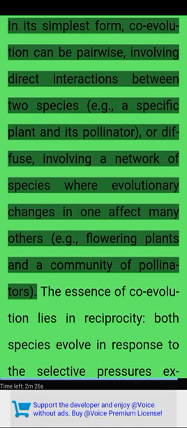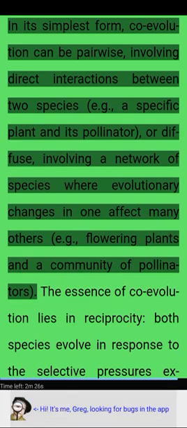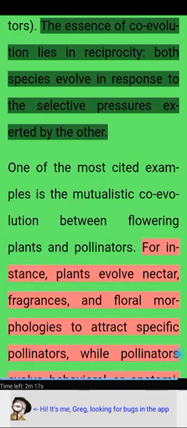In its simplest form, co-evolution can be pairwise, involving direct interactions between two species, e.g., a specific plant and its pollinator, or diffuse, involving a network of species where evolutionary changes in one affect many others, e.g., flowering plants and a community of pollinators. The essence of co-evolution lies in reciprocity. Both species evolve in response to the selective pressures exerted by the other.